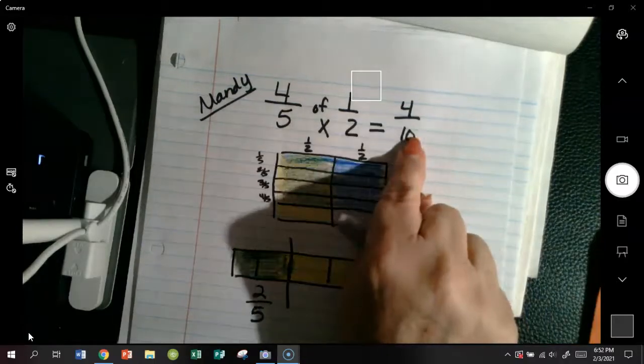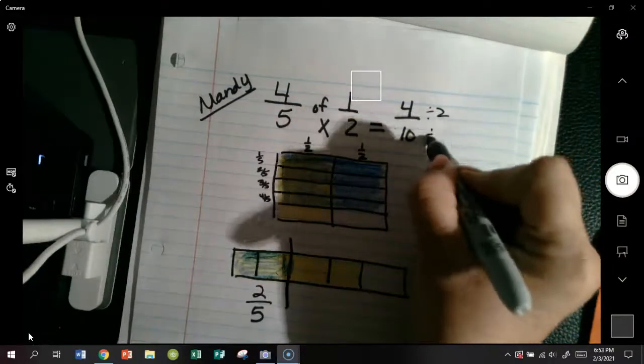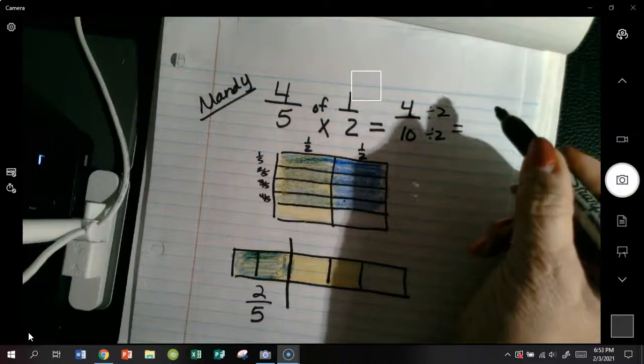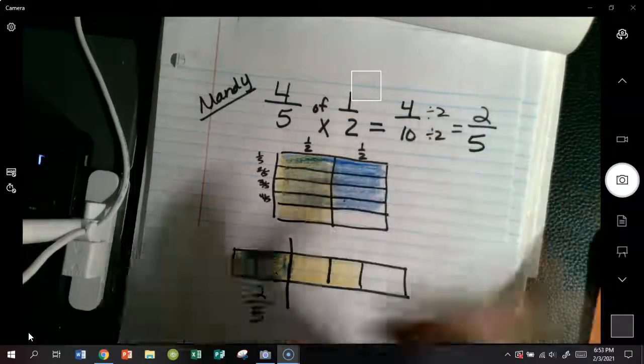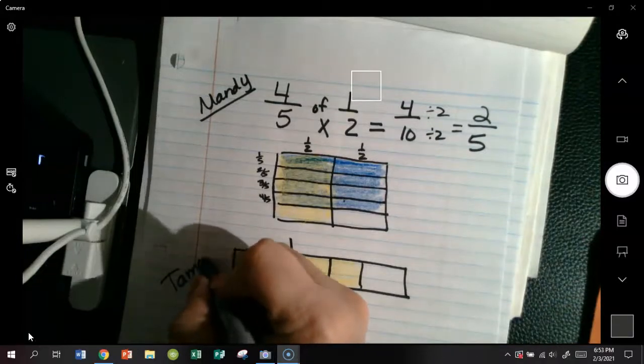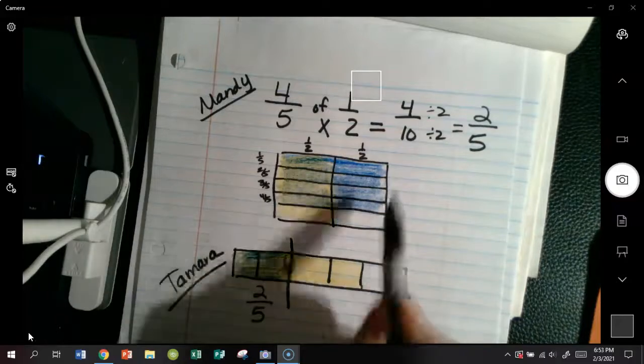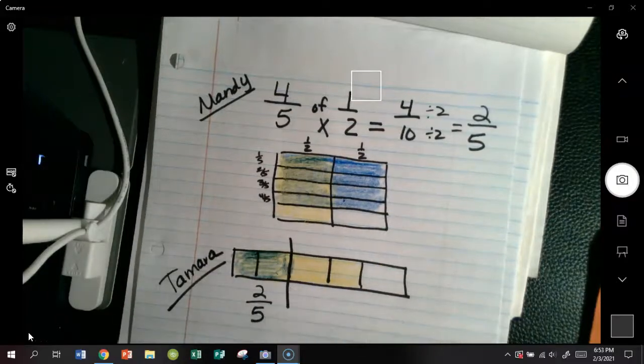How can 4/10 be equivalent to 2 fifths? If you remember back when we talked about reducing fractions, which some people call putting fractions in lowest terms, which some people call simplifying fractions, we can realize that we can divide both of these numbers by 2 to put it in lowest terms and get 2 fifths. So Mandy and Tamara both arrived at the same answer, but their thinking differed a little bit with their models.